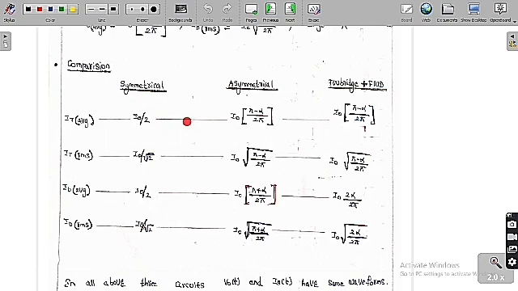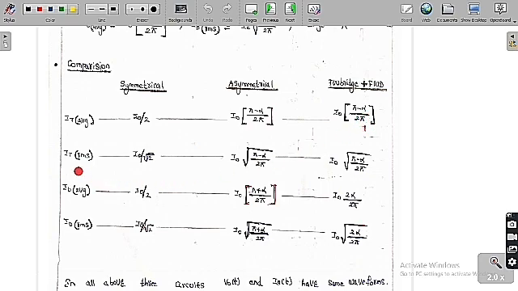So now we are going to compare all the thyristor currents and the diode currents. The thyristor average current in the symmetrical is I naught by 2, whereas in asymmetrical it is I naught into (pi minus alpha) by 2 pi, and in the full bridge plus freewheeling diode it is also I naught into (pi minus alpha) by 2 pi.